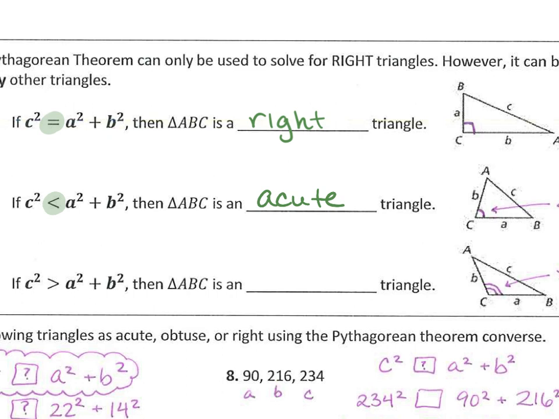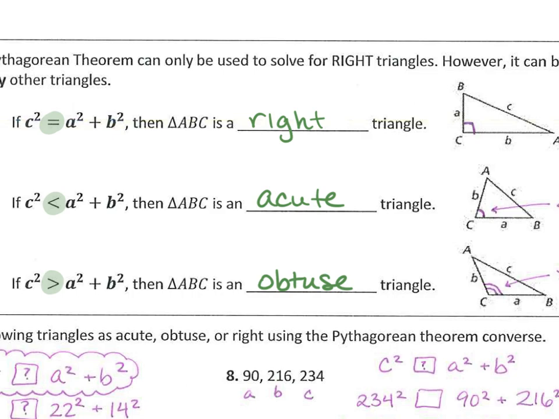If you calculate c squared and a squared plus b squared, and c squared is bigger than the legs, what is bigger than a right angle? Obtuse. That makes this an obtuse triangle. So we are going to be able to classify our triangles from the Pythagorean theorem itself, which is really nice.